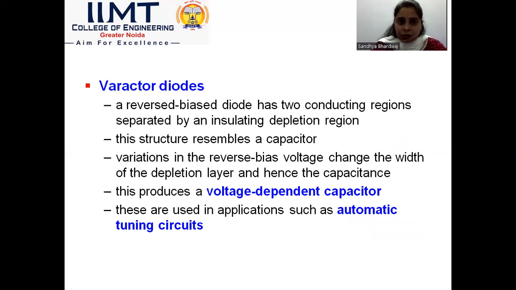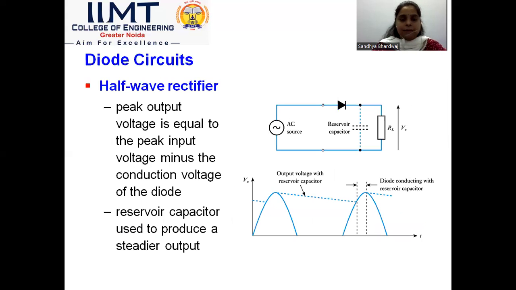Now again, varactor diodes. A varactor diode, a reverse bias diode, has two conducting regions separated by an insulating depletion region, like a capacitor. So this structure resembles a capacitor. Variation in the reverse bias voltage changes the width of the depletion layer and hence the capacitance. A varactor diode produces a voltage dependent capacitor. These are used in applications such as automatic tuning circuits.